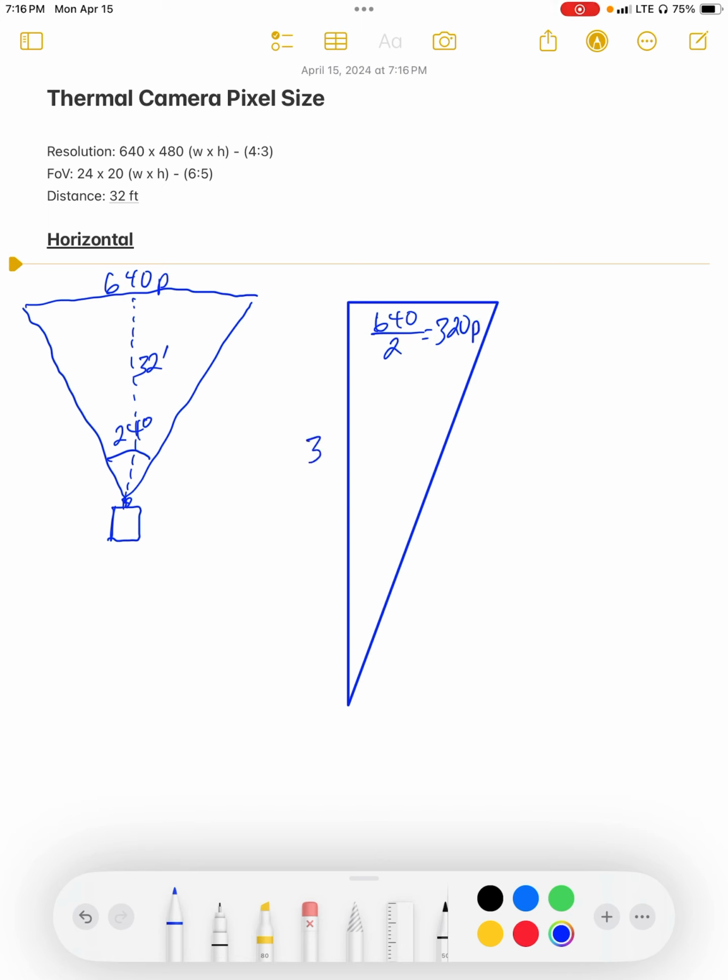And our distance is still going to be 32 feet, but our angle now, instead of being 24 degrees, is only 12 degrees because it's half of the 24. And now we can use trigonometry to figure out what this horizontal distance, what I'll call x, is. We have a known distance, a known angle, and an unknown here. This is a tangent problem.